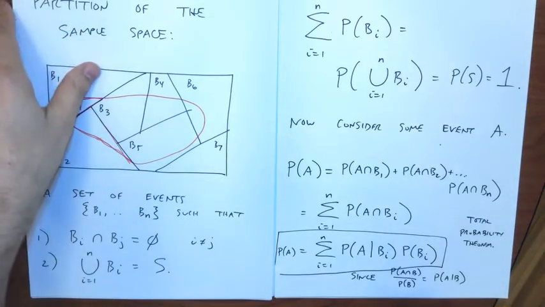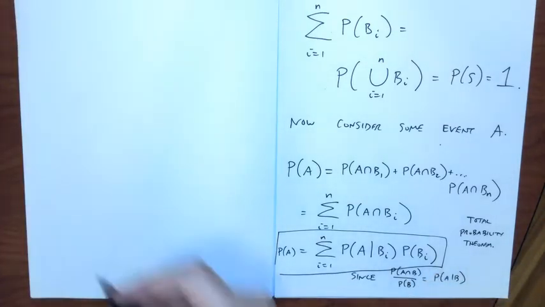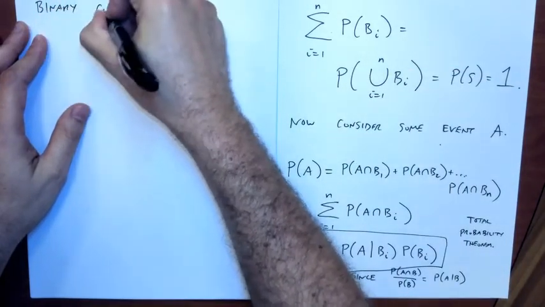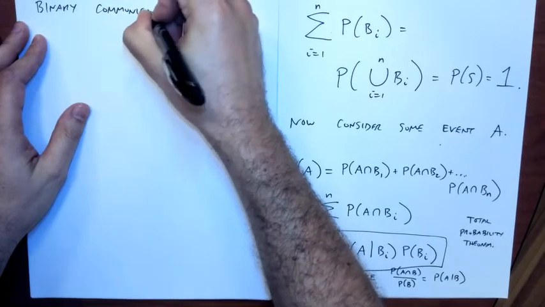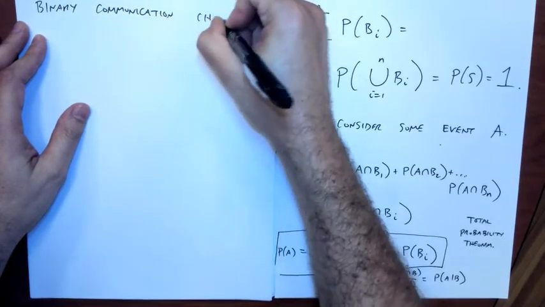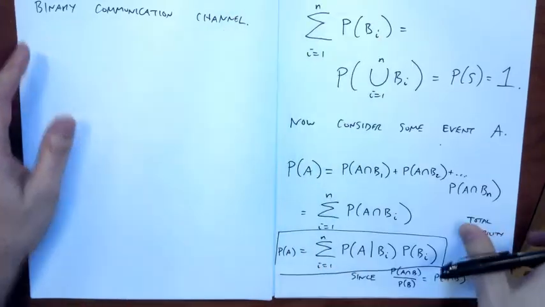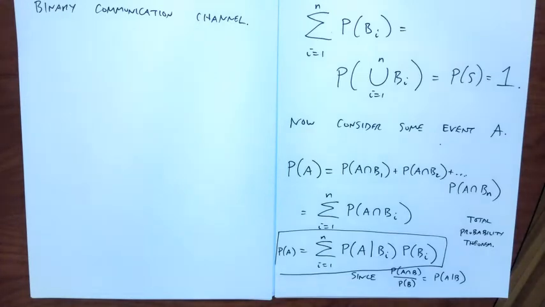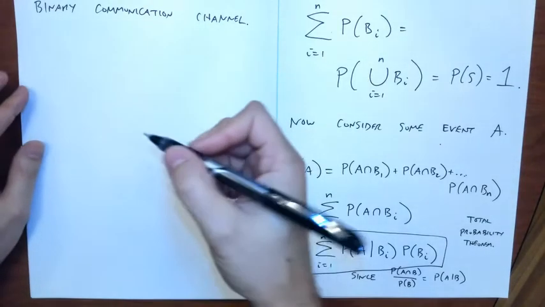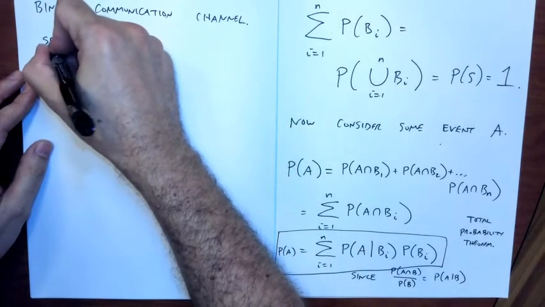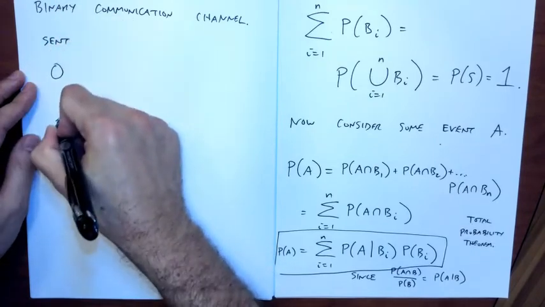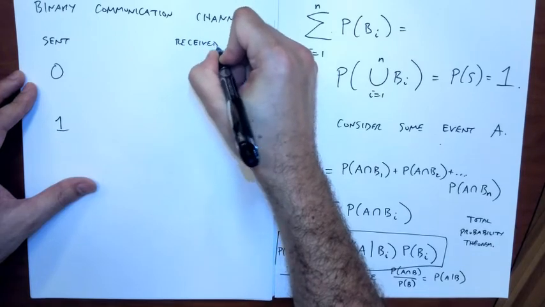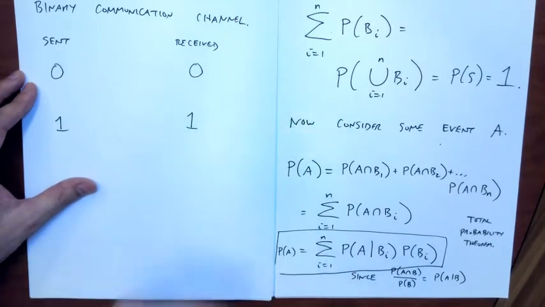So let me do a more concrete engineering kind of example, okay? A very common communication system is what you call the binary communication channel. Let's suppose that I have bits that I'm sending across a channel, okay? On the sent side, I can have either a 0 or a 1. And on the received side, I can have either a 0 or a 1, okay?